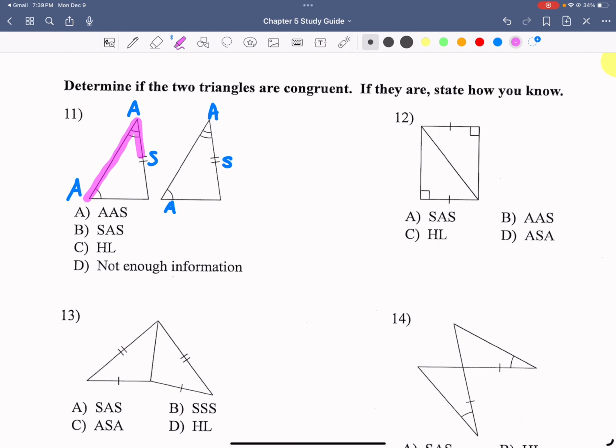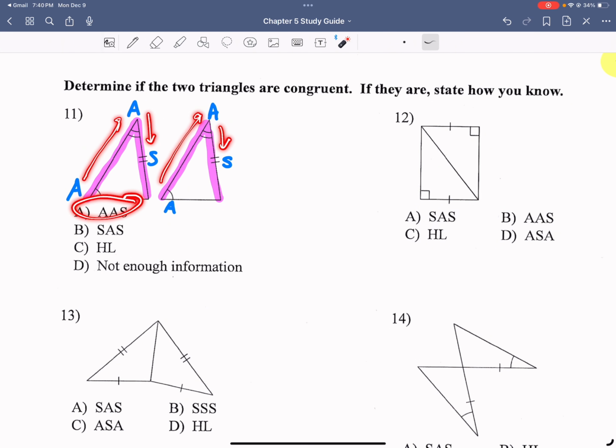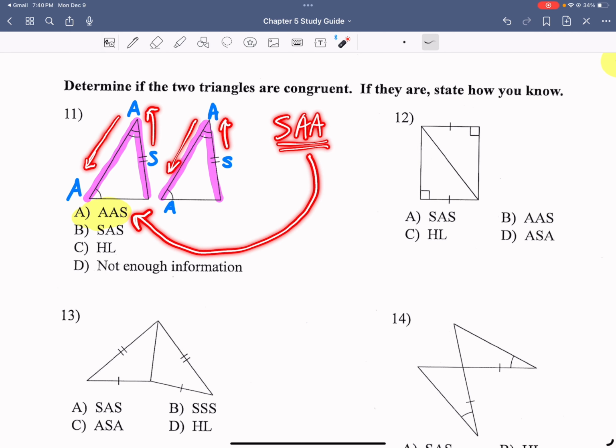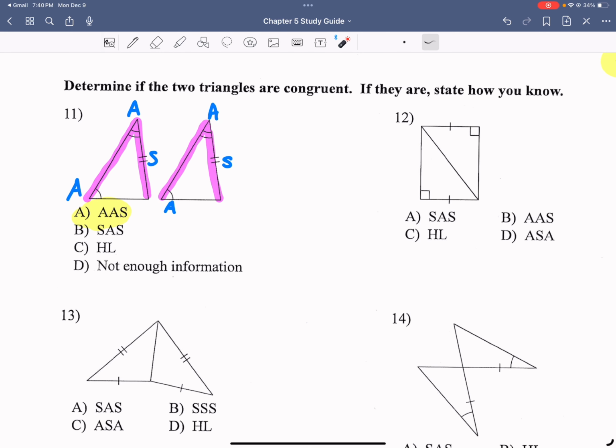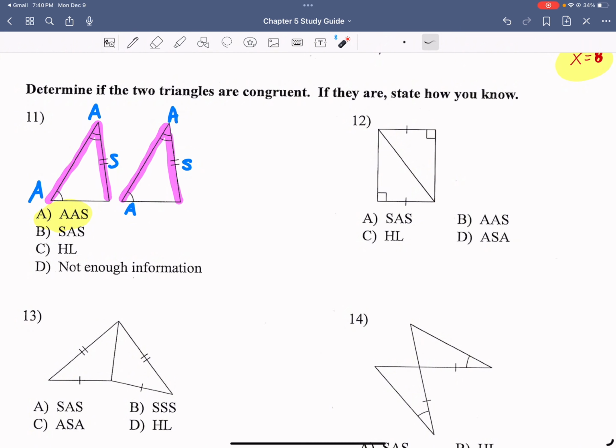Angle, angle, side, angle, angle, side. Because we can read it in that order, right? Angle to side, angle to side. It's just going to be AAS. Okay, not particularly crazy. If you ever read it the other direction, that's fine too. Just know that you're going to end up with SAA, but there's no such thing as SAA. That's just going to be AAS.